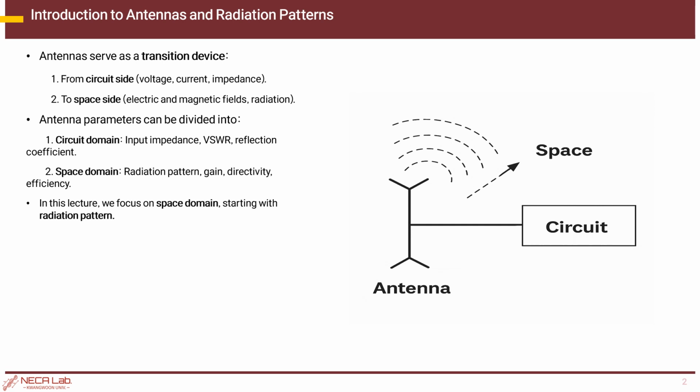So we can divide antenna parameters into two categories: circuit domain parameters like input impedance, voltage standing wave ratio, and reflection coefficient, and space domain parameters such as radiation pattern, gain, directivity, and efficiency. In this lecture, we will mainly focus on the space domain, and we'll start with one of its most important concepts, radiation pattern.